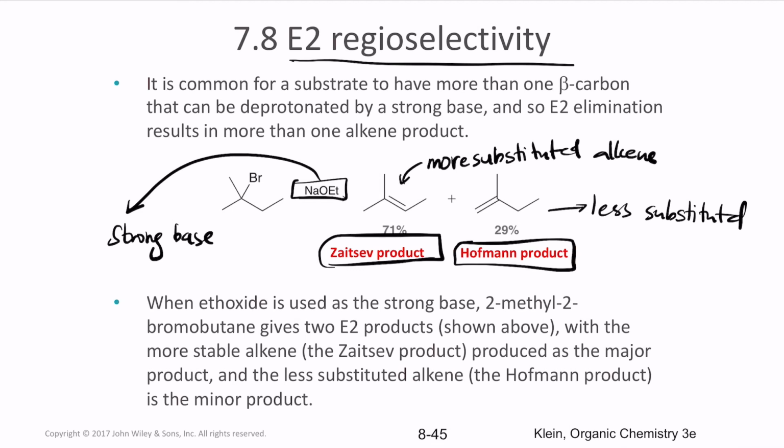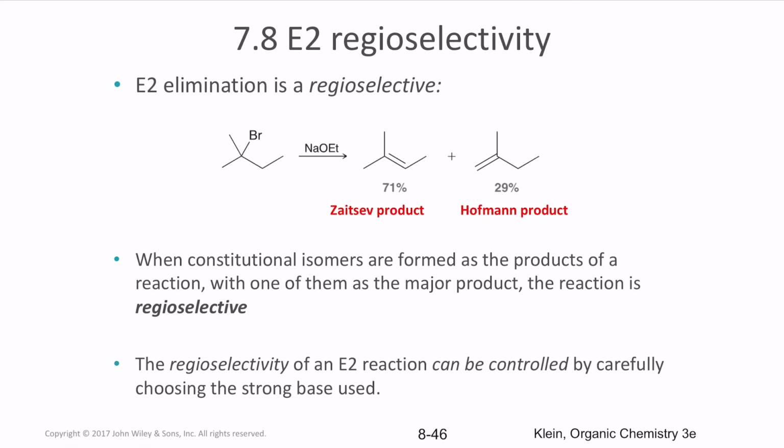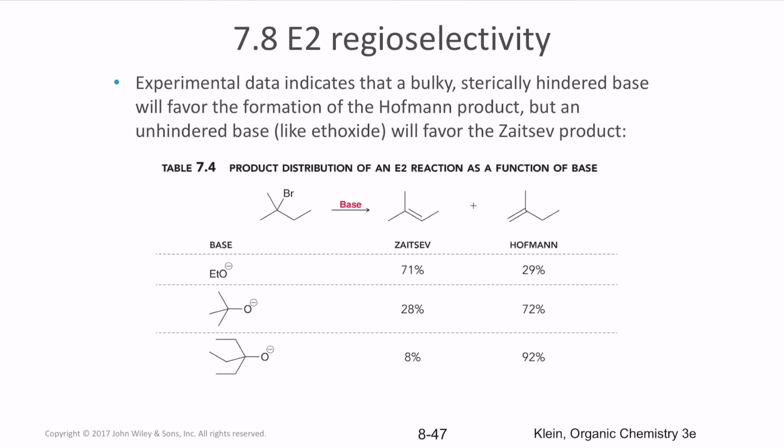So if the base that you use is a strong base, it forms more Zaitsev product. If you use a weak base, it creates more Hofmann product. So the base here is what decides whether it creates the Hofmann product or the Zaitsev product. Now, E2 elimination again is regioselective, which means that the major product will be the more substituted compound, depending on the structure that you use. So this is the main point that you will have to remember.